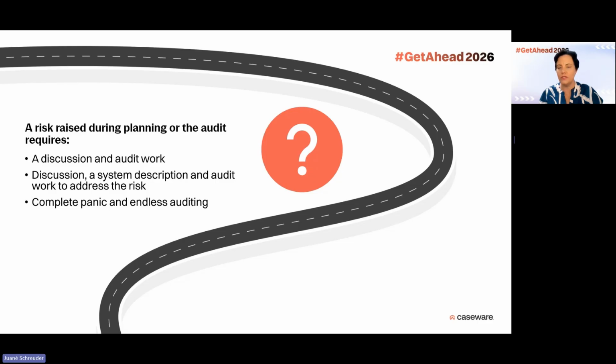So which one would you say is the option? Have a quick discussion and start auditing, or do I also need to have a system description, or do I just start auditing? No discussion, no nothing, you just go for it.